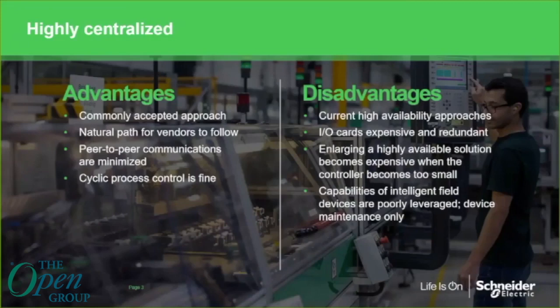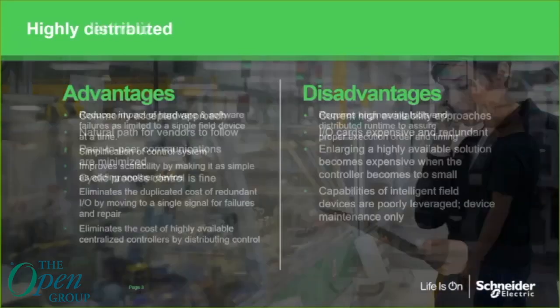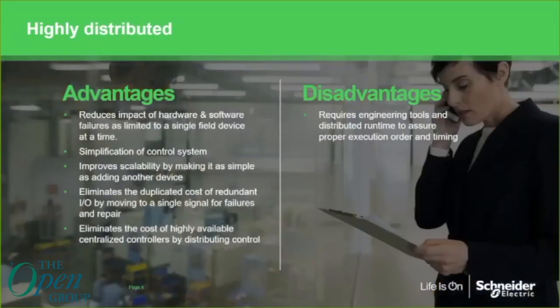There are some disadvantages, though. The current high availability approaches are expensive, and they don't protect against software failures. I/O cards can be expensive, and making them redundant is expensive. Enlarging an available solution can become expensive if the controller becomes too small for the job. If you add on to a unit, the controller may not be large enough to accept that, and then you have to address how you're going to split your I/O and all of those issues. And the intelligence that's in the field devices is often poorly leveraged, mainly used for maintenance only when other things could be accomplished.